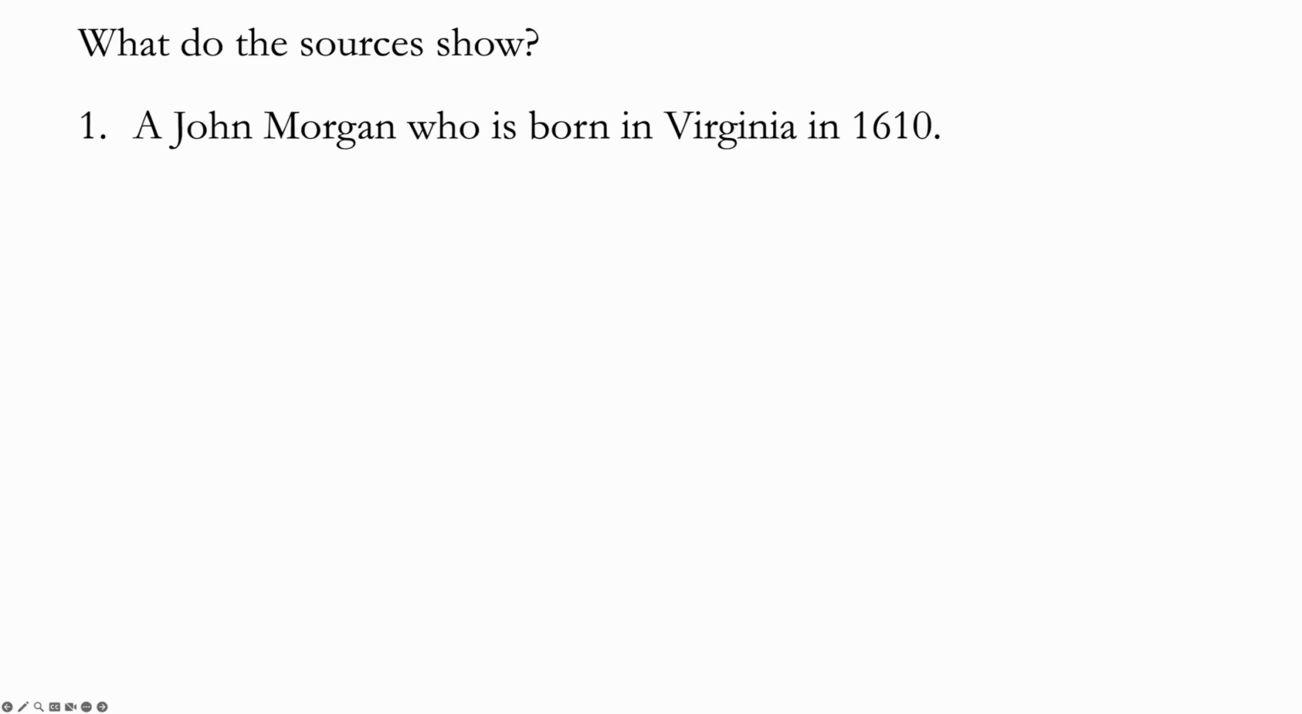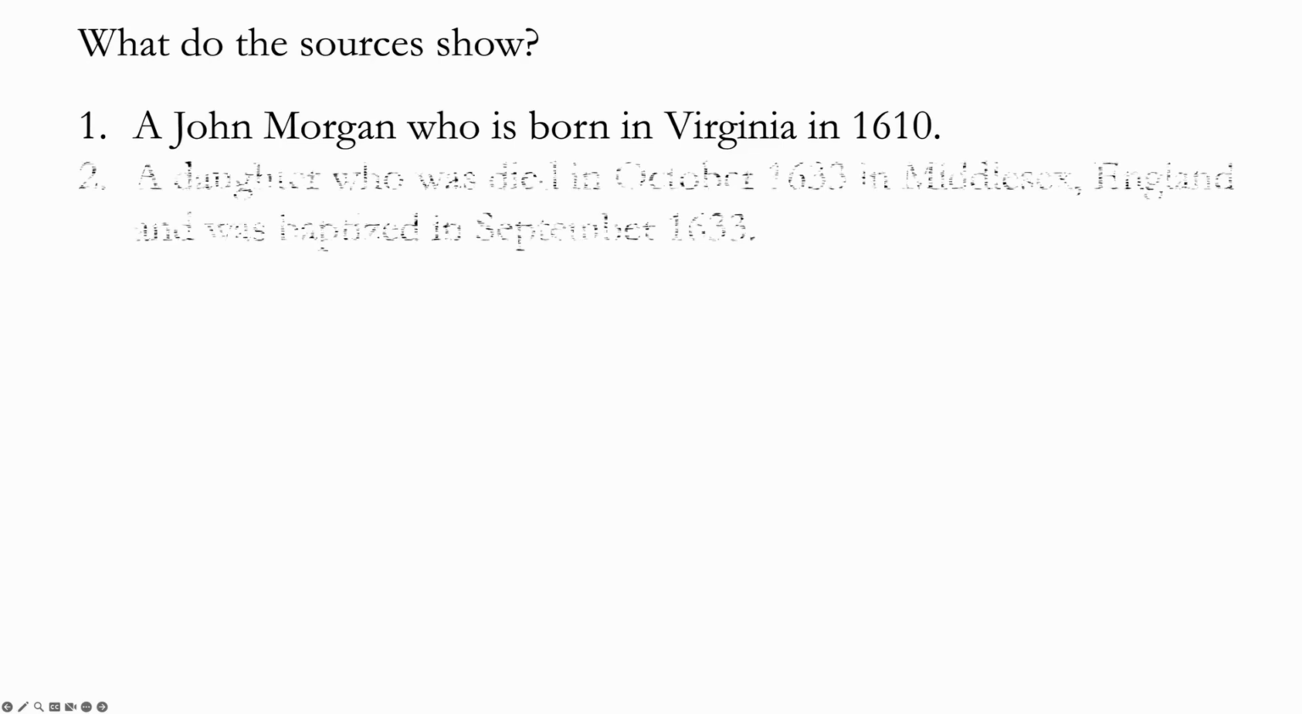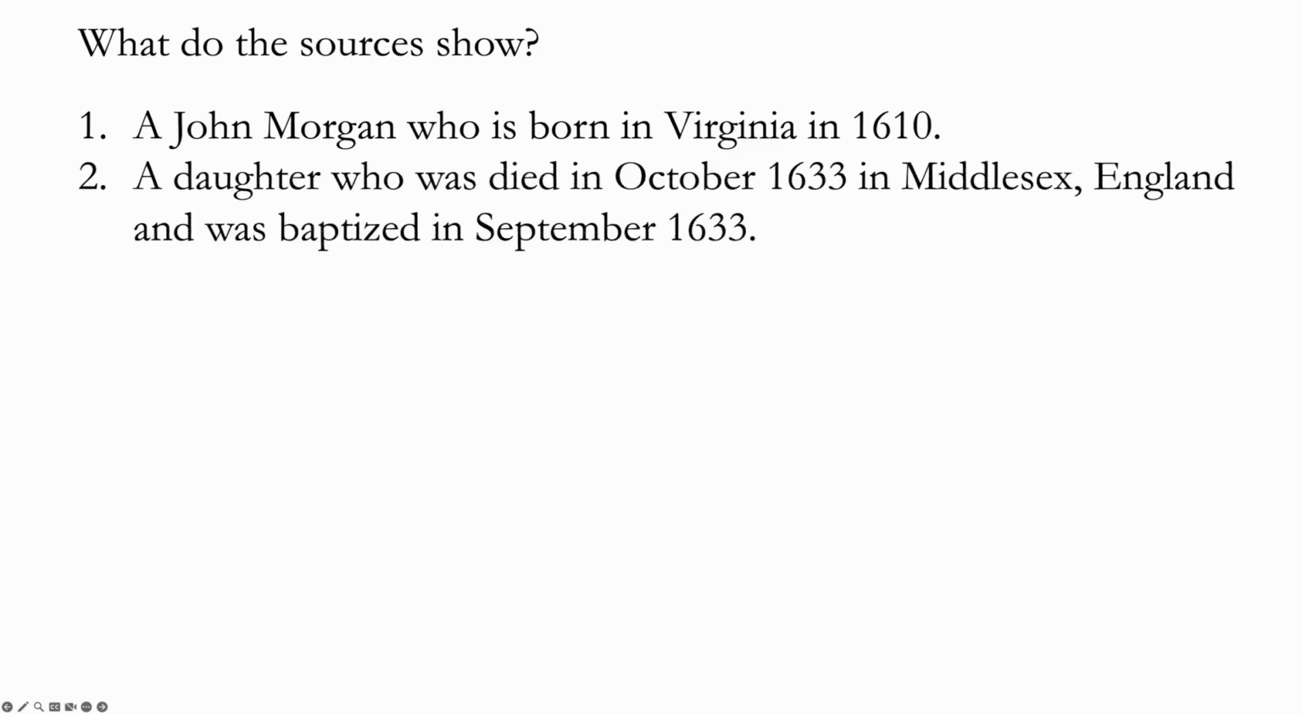It wouldn't require too much research, because there weren't all that many people in Virginia in 1610. So if there is a John Morgan who was born in Virginia in 1610, it's going to be pretty easy to figure that one out, because that's way too early. We're talking about Jamestown here. They would only have been in Virginia for about 5 years or so. It's possible, but basically that says we're talking about this person who was born in 1610 in Virginia.